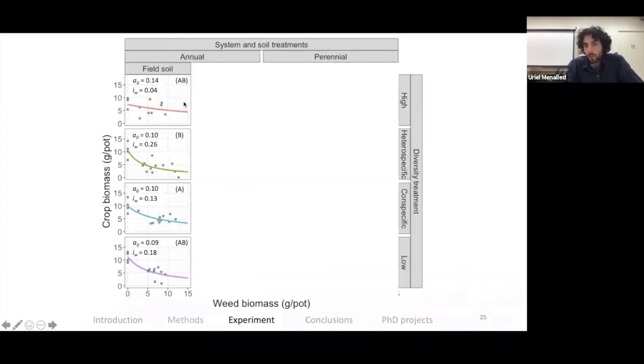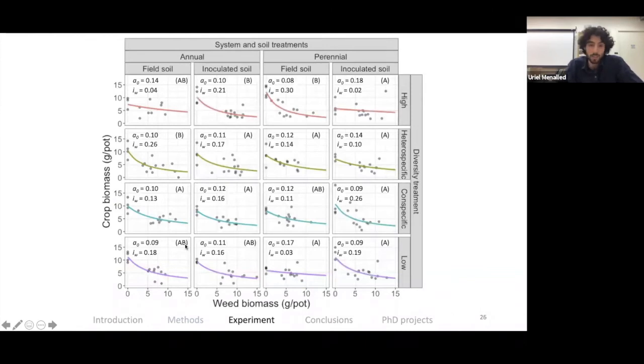My F-tests will always be across diversity treatments. So remember, these are the 4 diversity treatments, high to low. And this is the field soil treatment of the greenhouse in the annual system. Okay, and so these letters denote pairwise comparisons, which will always be down the column across diversity treatments. So this is the full figure, all right? And it's a lot to digest.